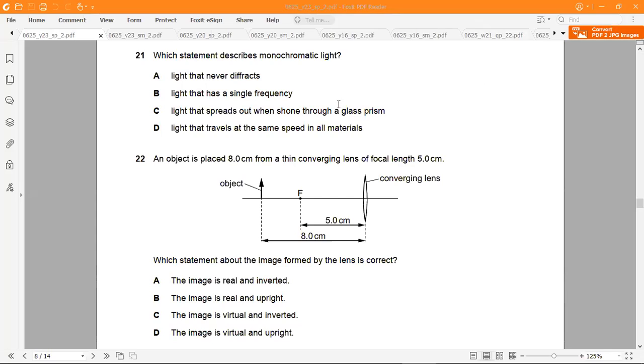What is monochromatic light? Monochromatic light is the light that has a single frequency.